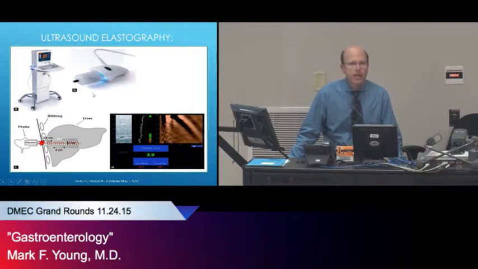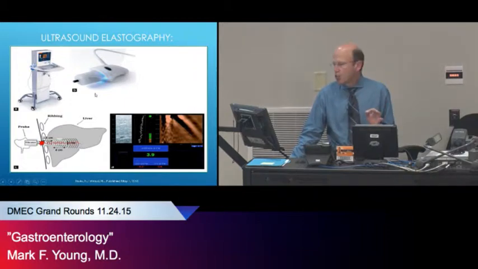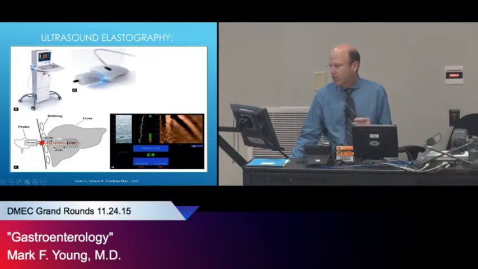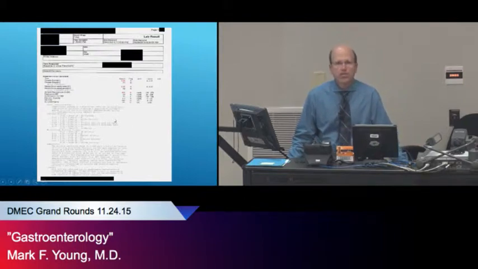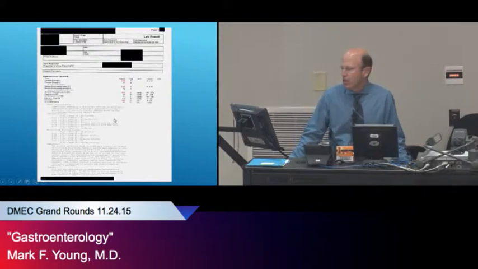The patient lies on their side. The examiner takes the ultrasound wand and presses it against the liver and shoots sound waves against the liver. And by that, it gives you a reading on how elastic or how stiff the liver is. And as you'll see in one of my next slides, it has a very high correlation with liver fibrosis and liver cirrhosis.